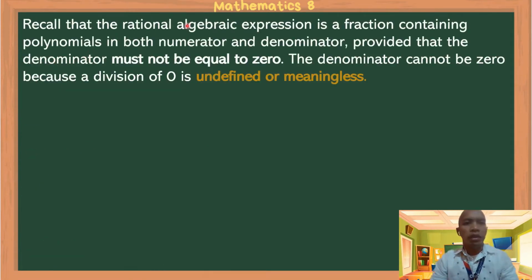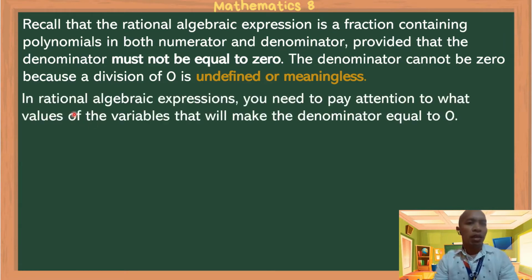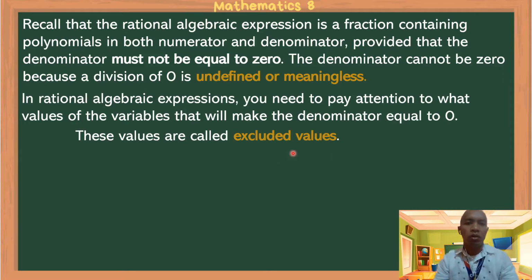Now let us remember that a rational algebraic expression is a fraction containing polynomials in both numerator and denominator, provided that the denominator must not be equal to 0. So what will happen if the denominator becomes 0? The denominator cannot be 0 because division by 0 is undefined or meaningless. In a rational algebraic expression, we need to pay attention to what value of the variables will make the denominator equal to 0. And this is called the excluded values of the expression.